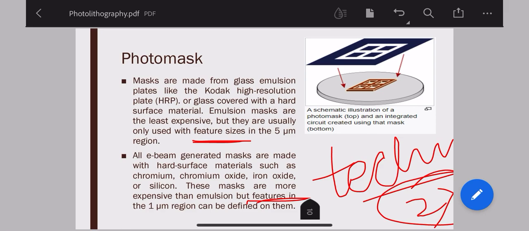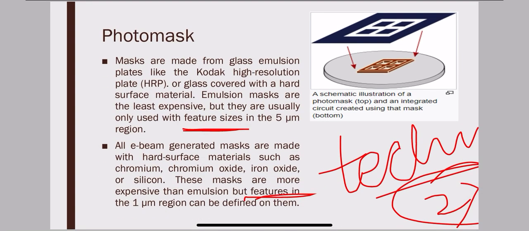So that is it for today's lecture, in which we have discussed the photolithography process and the photomask. And I have given you one question also regarding the photoresist. In the next lectures, we'll discuss the types of photoresist, positive or negative photoresist, how it is developed, and the processes by which we can apply a photoresist on your substrate. We are going to discuss this in subsequent lectures.